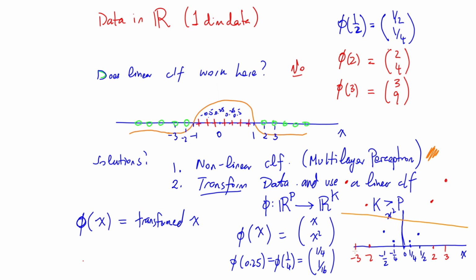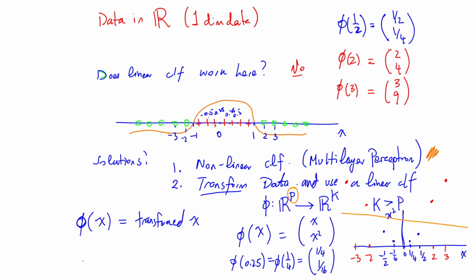Okay, so the idea behind transformations is that they can capture information that's not present in your original data, because you want to interact with features. But the other way of thinking about it is that maybe in the original feature space in p dimensions, the data is not linearly separable.